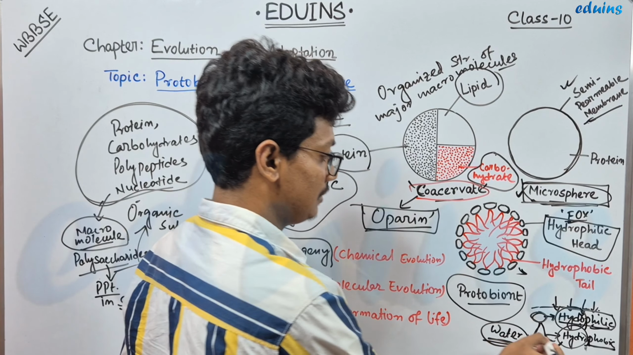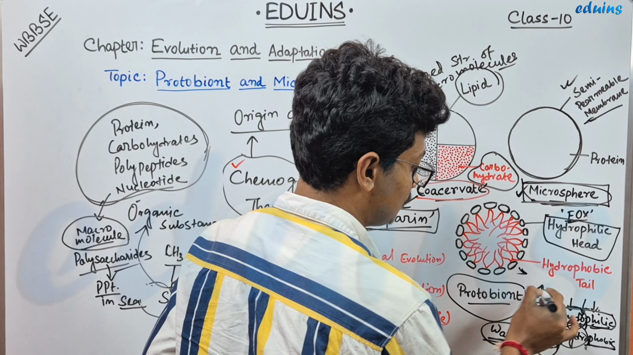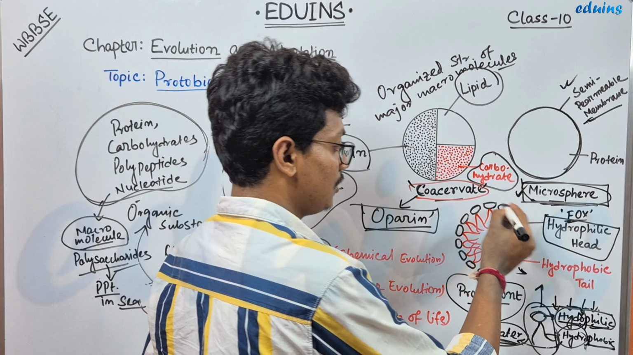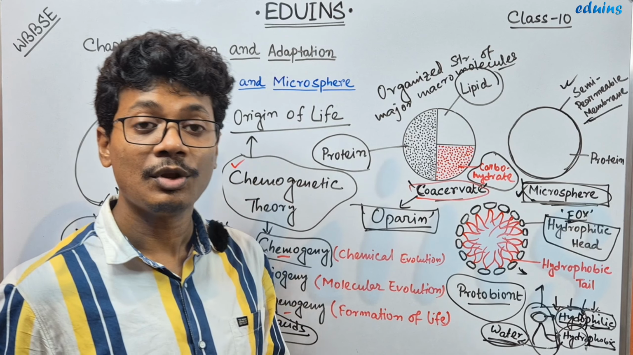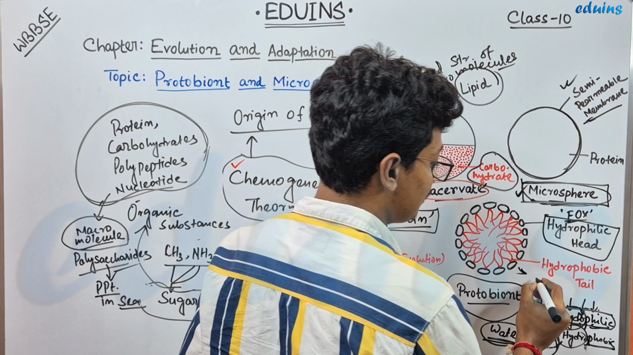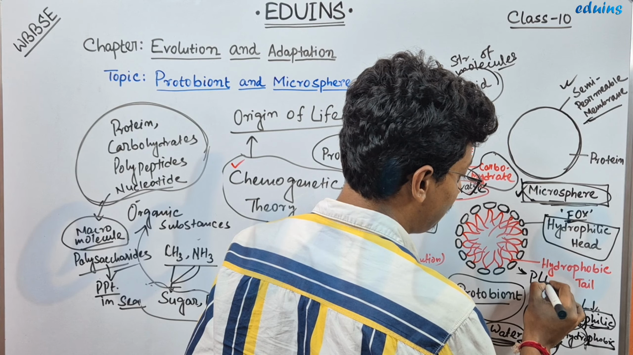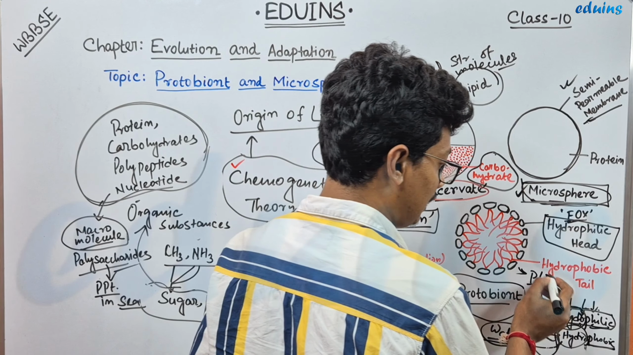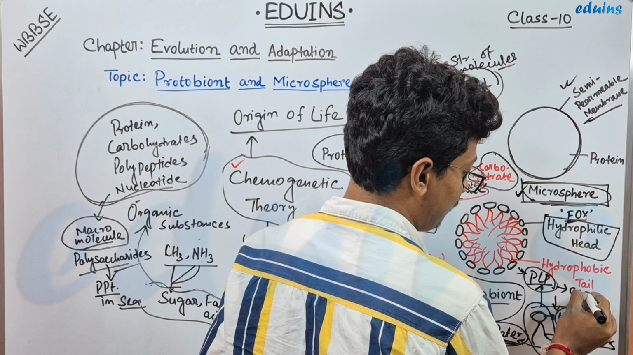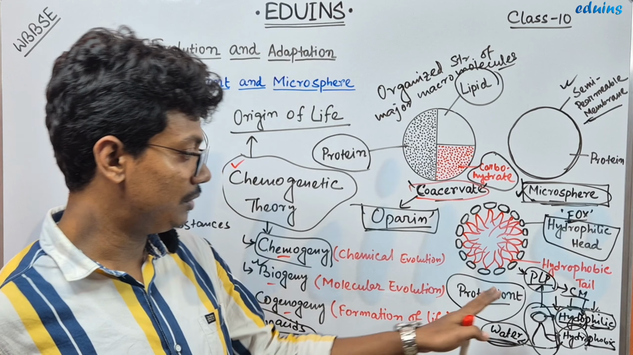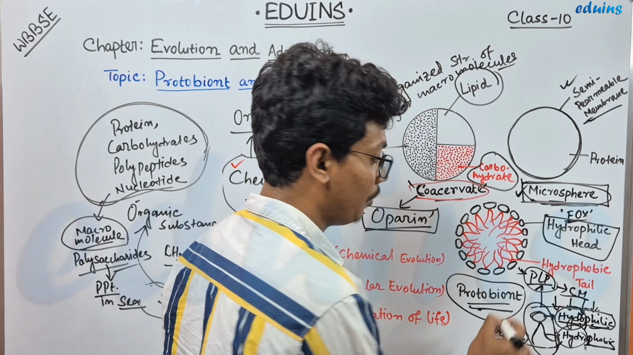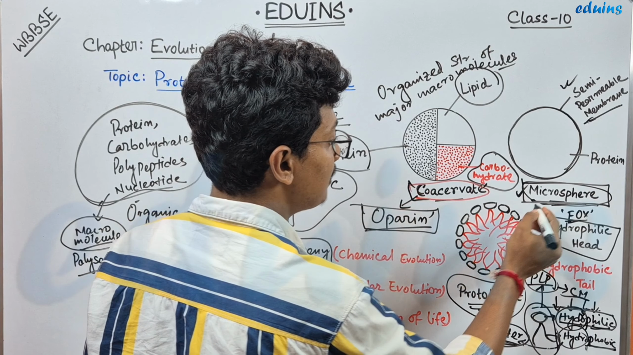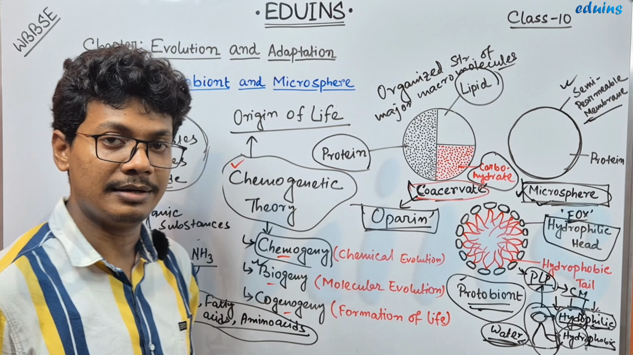This structure surrounds the primitive cell, and it is actually the structure of our PLP, that is protein lipid protein layer. That is the modern theory of the cell membrane. So this is known as the protobiont. So that's all: coacervate, microsphere and protobiont.